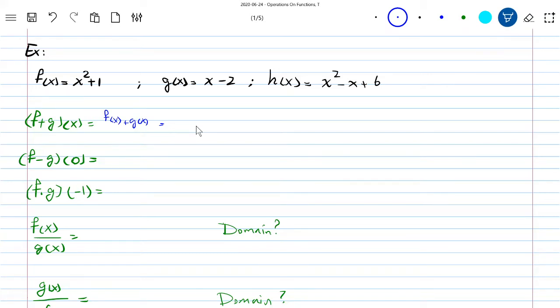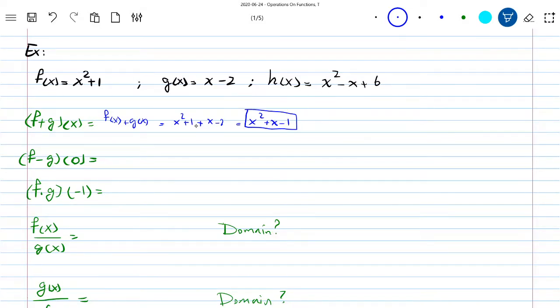And what does it add up to? f(x) is x squared plus 1, g(x) is x minus 2. So I'm going to add them together, and simplify it: x squared plus x minus 1. This would be f plus g. There is nothing complicated about that. You're just adding the two functions together.